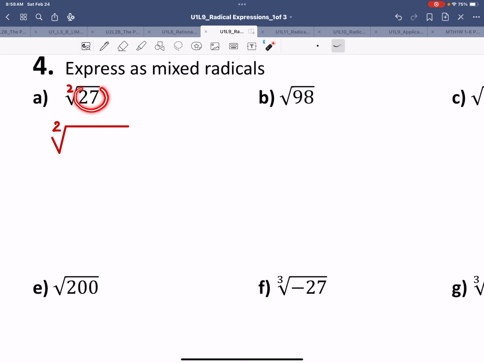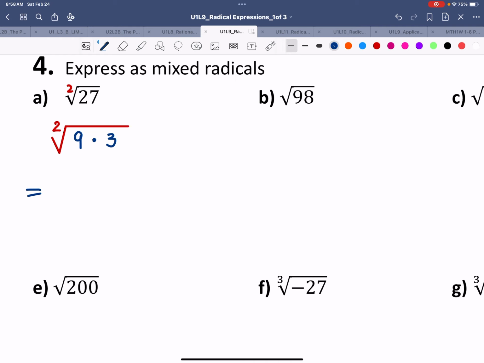So what are the perfect powers of 2? Well, 1 to the power of 2 is 1, but 1 doesn't really count as a factor. It doesn't make this smaller. So 2 to the power 2 is 4, but 27 is not divisible by 4, which means 4 is not a factor of 27. 3 to the power of 2 is equal to 9. So 9 is a perfect power of 2, and 9 is a factor of 27. So we're going to say that we need to break 27 down into a 9, and the other factor has to be 3. You find it by simply dividing 27 by 9, and you get 3.